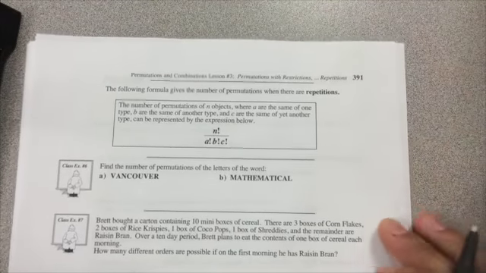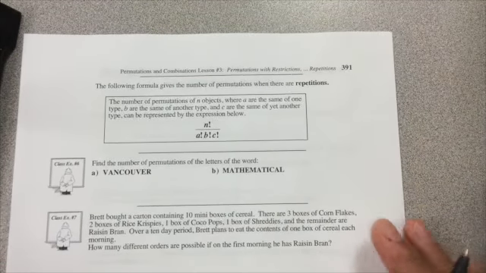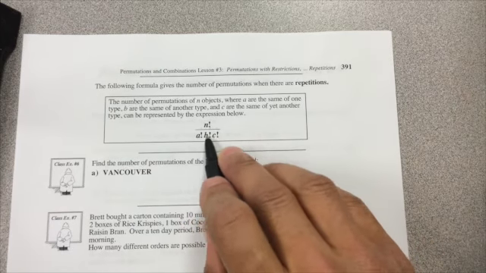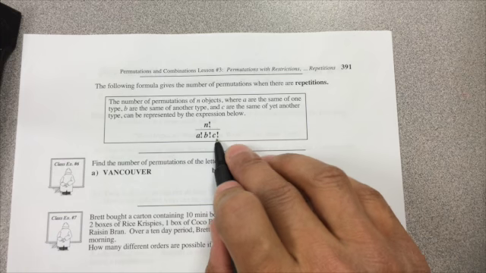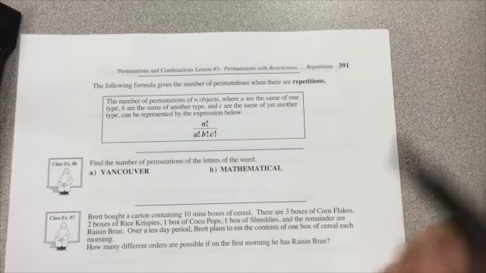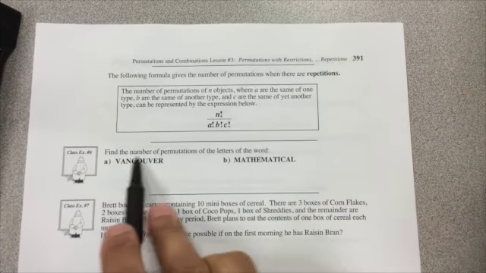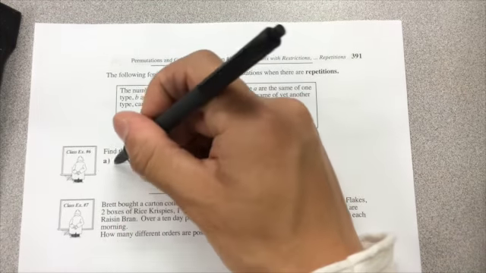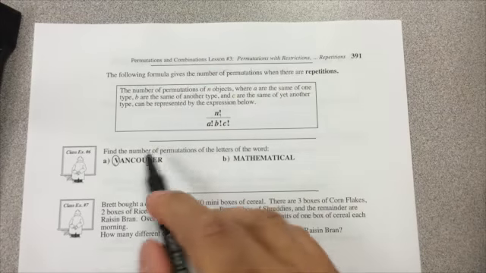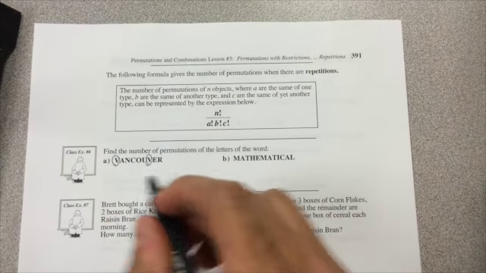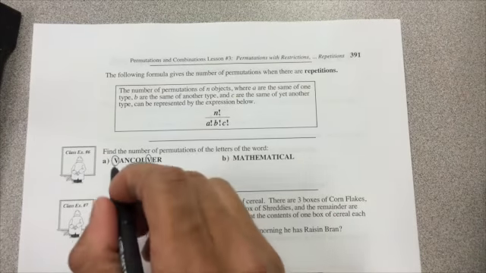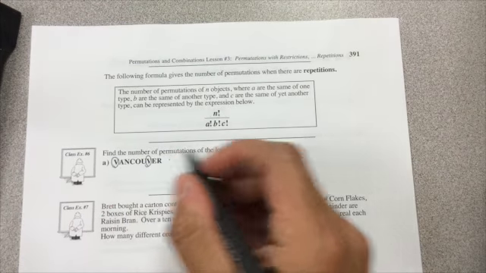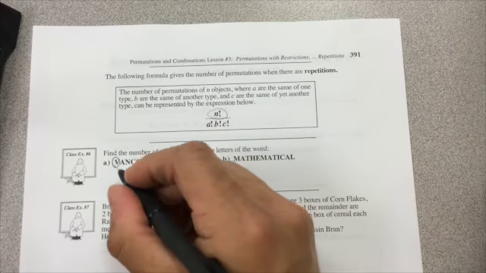Now, when that happens, we use the following formula: n permutation divided by a permutation, b permutation, c permutation. Now, let's see how we actually apply this. Find the number of permutations of the letters of the word Vancouver. In Vancouver, we have 2 V's, and all the other letters are different. Out of the total, we have 1, 2, 3, 4, 5, 6, 7, 8, 9 letters. And so that would be our value of n.